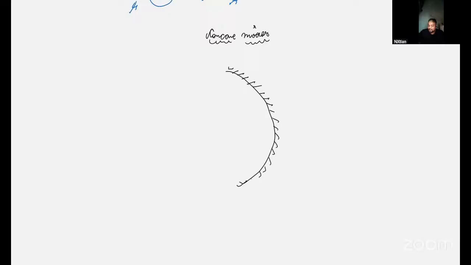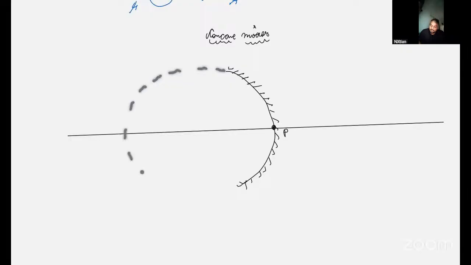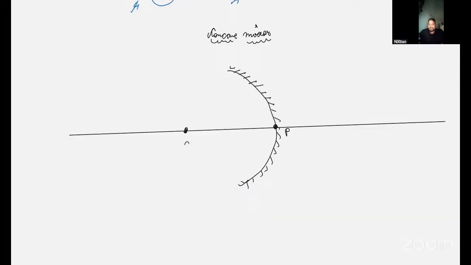What is the pole? The midpoint of the spherical mirror is called the pole. A line passing through the pole is called the principal axis. Then we learned another term: a spherical mirror looks like part of a circle, and the center of that circle is called the center of curvature. And this is the principal focus.